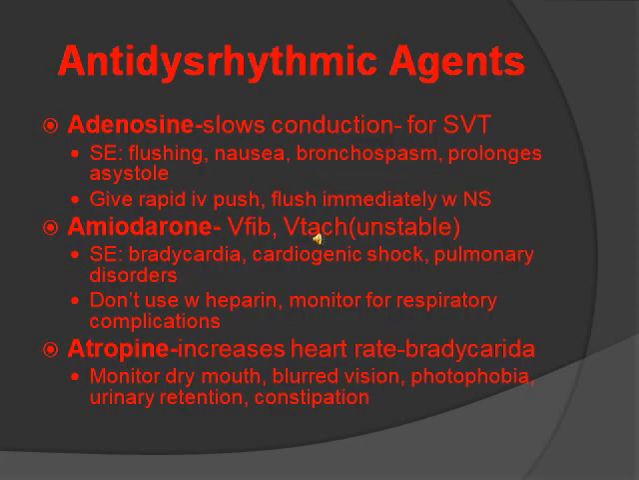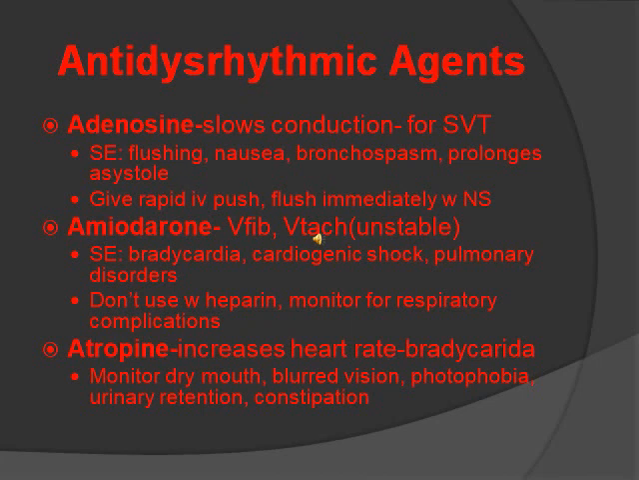Antidysrhythmic agents. They're classified according to the electrical conduction of the heart. There's class 1 to 4. Here are just some basics. We're going to get in more detail when we actually talk about the dysrhythmia. Adenosine, it slows the conduction through the AV node. It's for SVT. Some side effects are flushing, nausea, bronchospasm, and a prolonged asystole. You want to give a rapid IV push and flush immediately with normal saline.